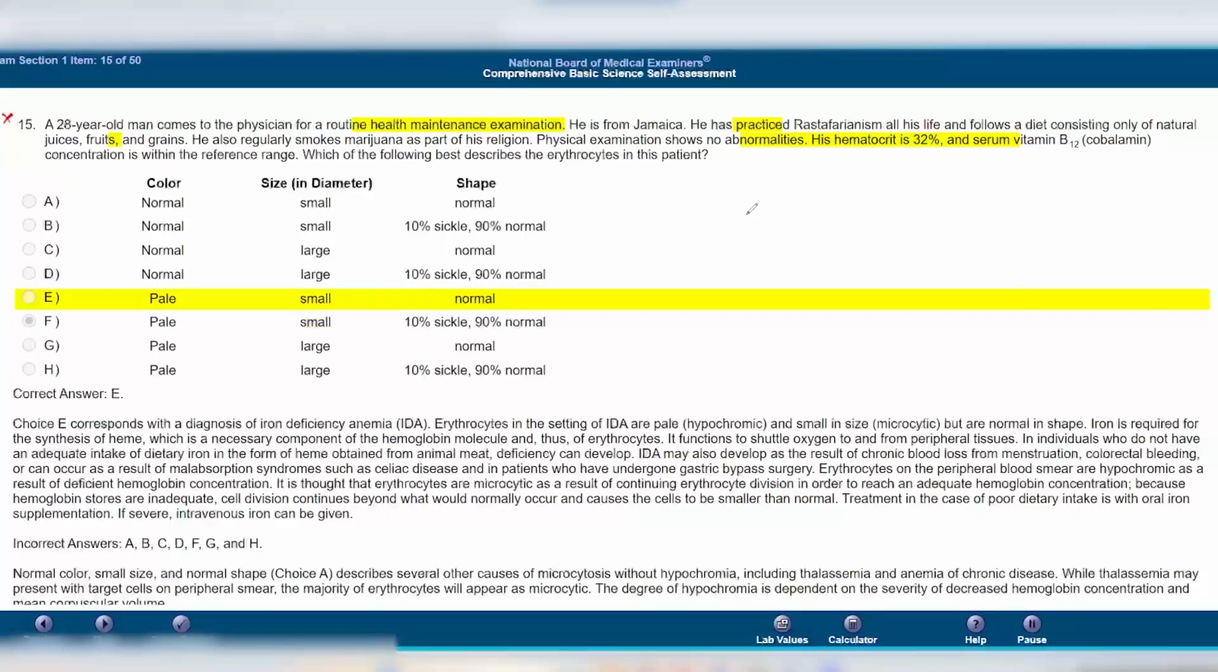My thing is, in my mind, you're very close to the answer if you get the diagnosis. Even if you get the diagnosis and pick something like this, then it's easier to make this connection. Like, oh, yeah, I forgot that it's pale, small, and normal. You know what I mean? That's very easy.